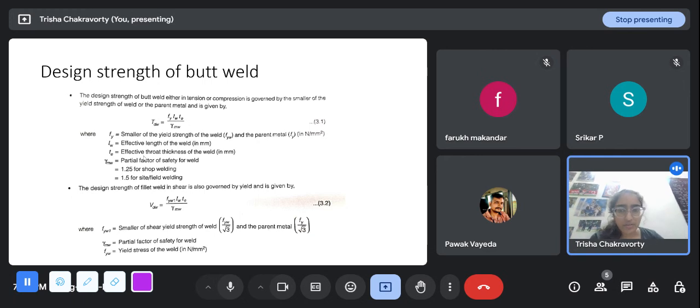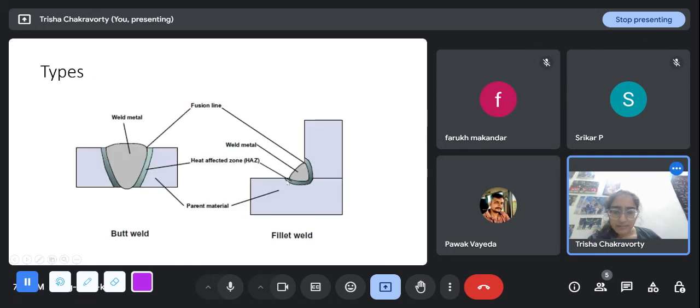So, like we were just talking, the strength of a connection is the minimum of the connection itself and the parent metal, or whatever we are trying to connect. So this is TDW, Fy is the smaller of yield strength of the weld and the parent material, Fyw and Fy. LW is the effective length of the weld, that we'll see what it is. TE is the effective throat thickness of the weld. Throat thickness is, there is a formula between the two.